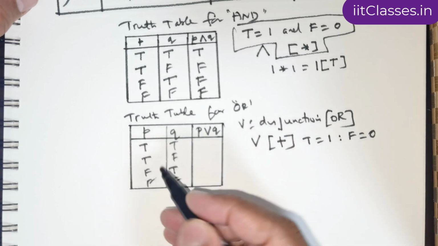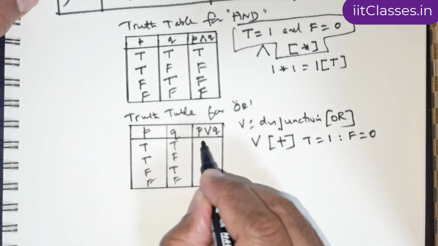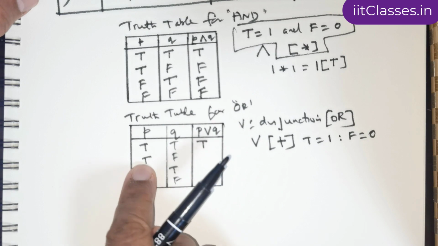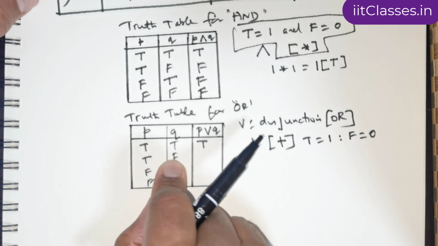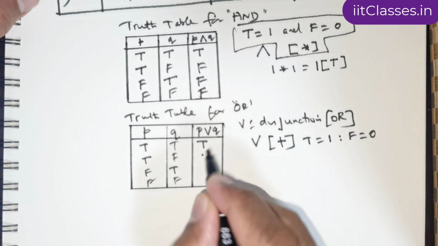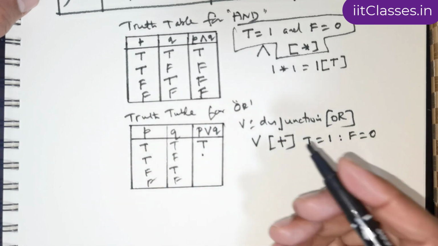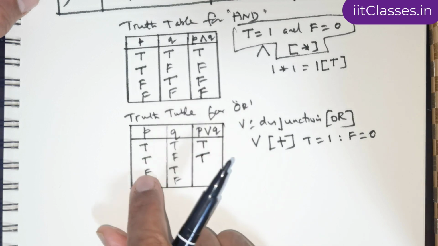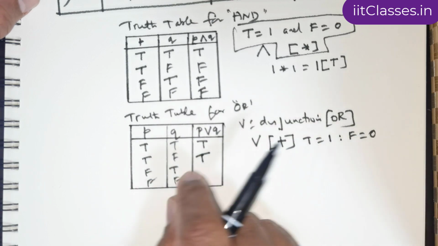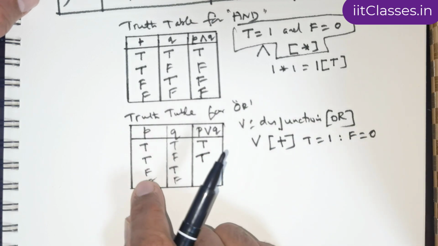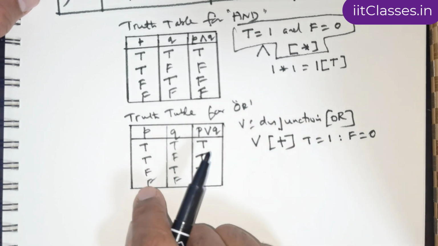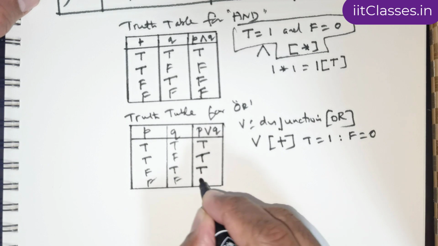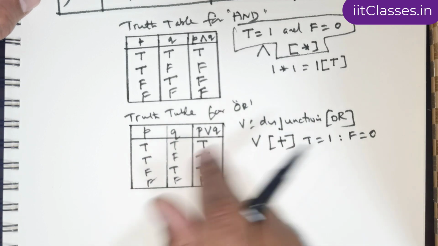So in this case, 1 added with 1, true or true, will give you true. True or false is going to be true, so 1 added with 0 is going to be 1. So it's going to be true there. 0 added with 1 is going to be 1, so false or true is going to be true. False or false, 0 added with 0, is going to be 0. So that's going to be false. So this is the outcome.